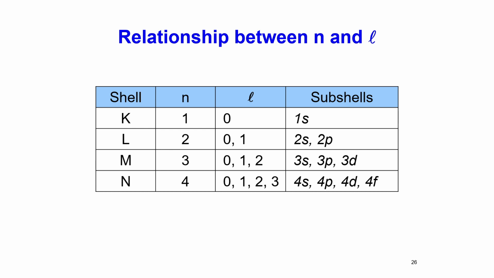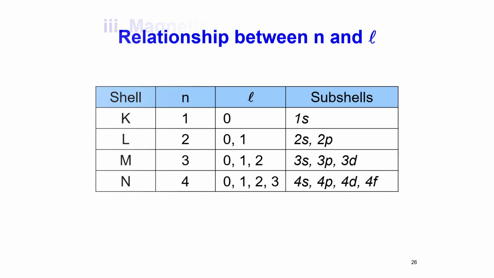s. For example, shell L has n equal to 2, and the permitted values for l are 0 and 1, so we can have 2s and 2p. If n is equal to 3, the permitted values of l are 0, 1 and 2, so we can have 3s, 3p, and 3d. Then for n equal to 4, l is equal to 0, 1, 2 and 3, so the subshells available are 4s, 4p, 4d and 4f.